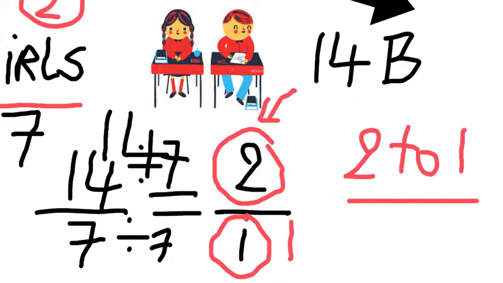This is what we mean by ratio. In other words, if you go to the classroom, for every 2 boys, you have a matching 1 girl. And that's what ratio means. So again, we compare 2 things. In this case, we're comparing the quantity of boys and the quantity of girls, okay?